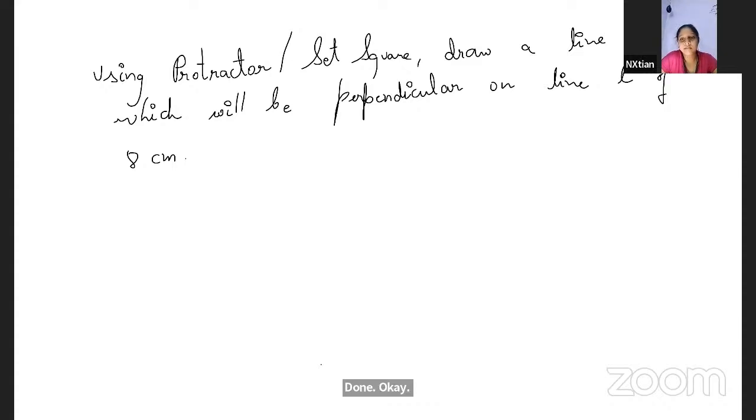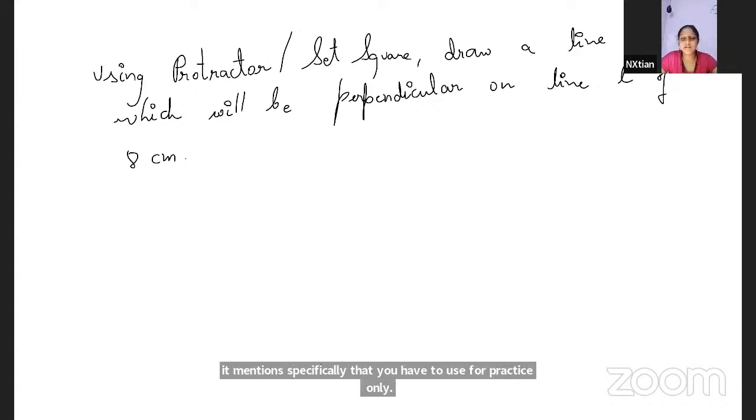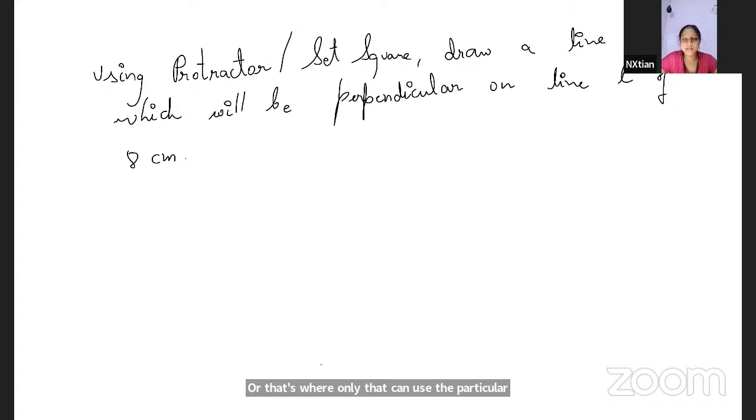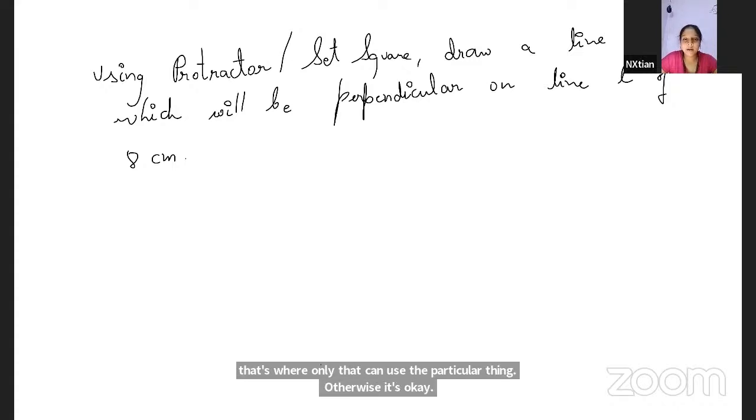That's correct. What method did you use? Ma'am, I used the set square. Okay, all right. Abraham, yours is done. Ma'am, I thought using the protractor would be cheating, that's why. That's correct, no, it's not cheating. It's also a method, so whichever you use is okay. If it specifically mentions that you have to use a protractor only or a set square only, then you have to use that particular thing. Otherwise, it's okay. Abraham is correct. Good.